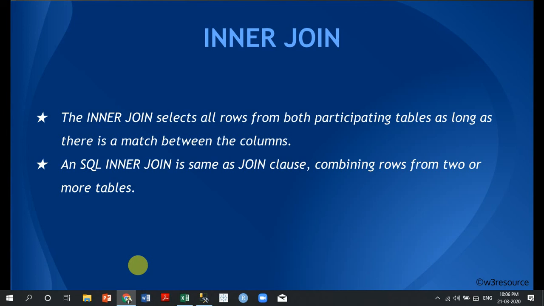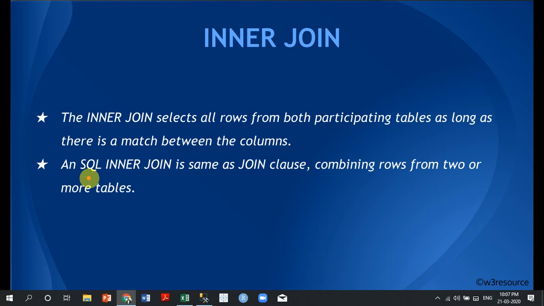Now what does inner join mean? The inner join selects all the rows from both participating tables as long as there is a match between the columns. This join will be selecting all the rows from both the participating tables as long as there is a match between the columns. If the matching is found, then both the tables will get joined and the result will be displayed. Don't worry, we'll be understanding all these things practically as well.